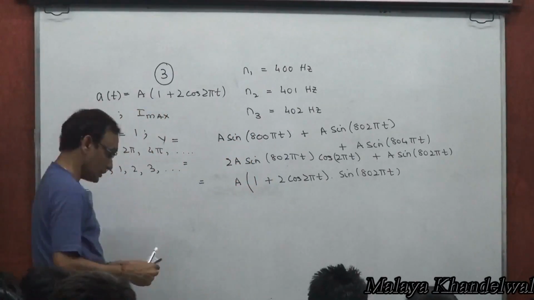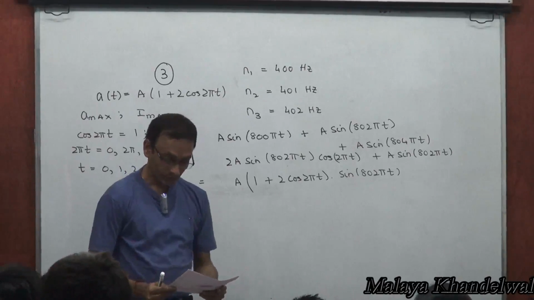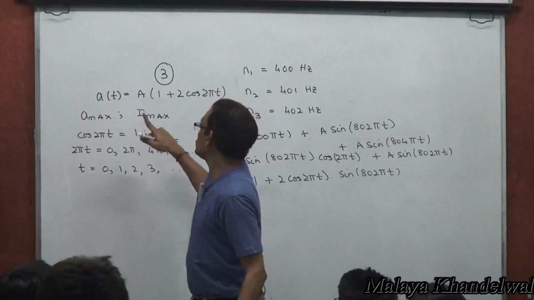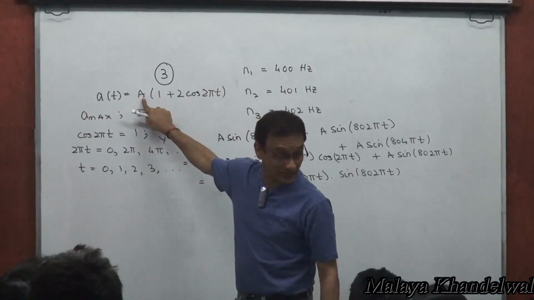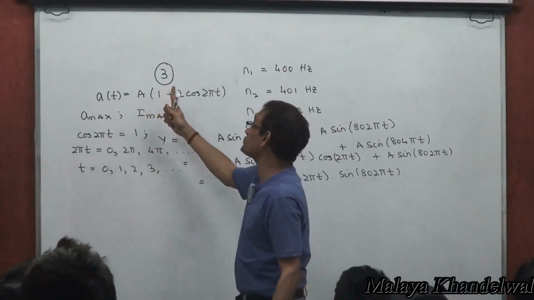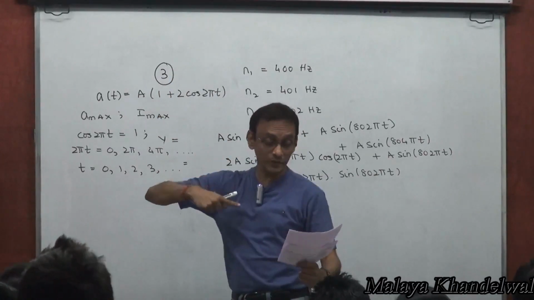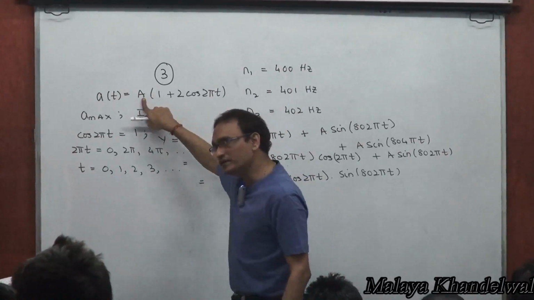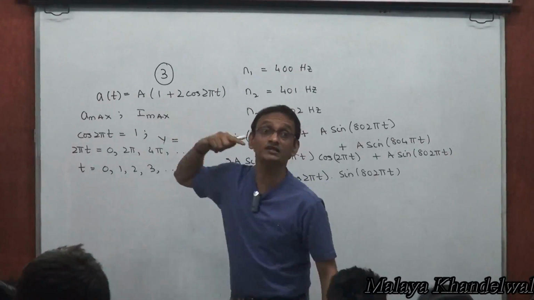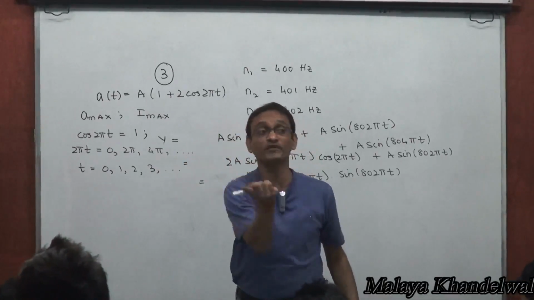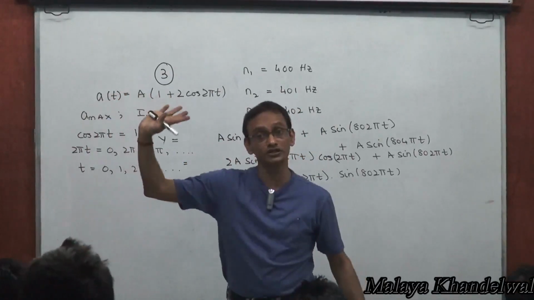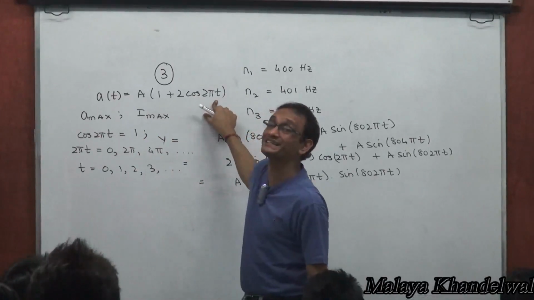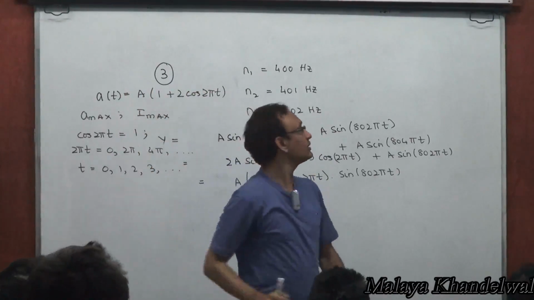Now, however, the detector has its sensitivity. It detects only those signals in which the amplitude is larger than capital A. There would be times when the amplitude would be less than A, and times when it would be greater than A. Whenever the amplitude is greater than A, the detector is able to register those intensities. But whenever the amplitude is less than A, it cannot register those intensities. So, less than A means every time cos 2 pi t is less than 0, right?